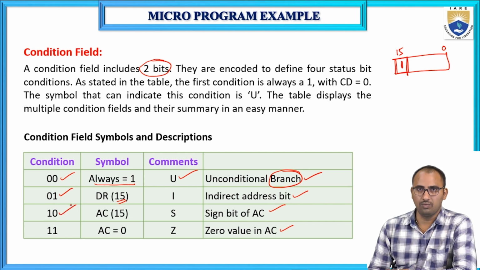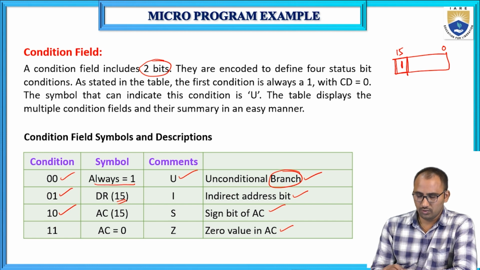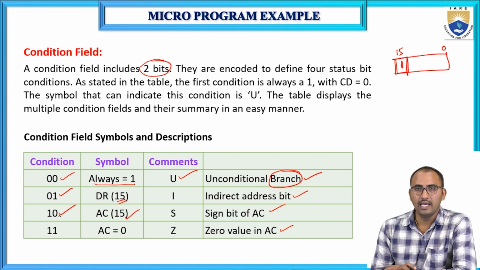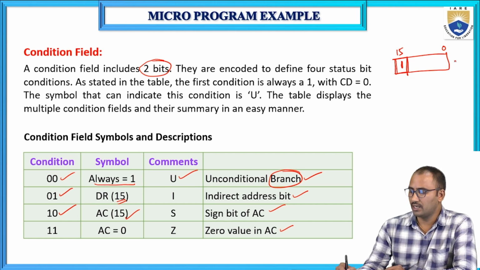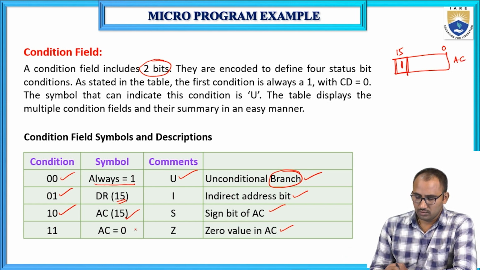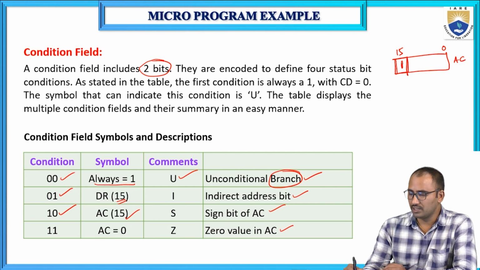Next one, 10. 10 is the sign bit of AC. For this condition, we need to consider the accumulator register. If the 15th bit of the accumulator is equal to 1, then the condition is true. That is represented with S.